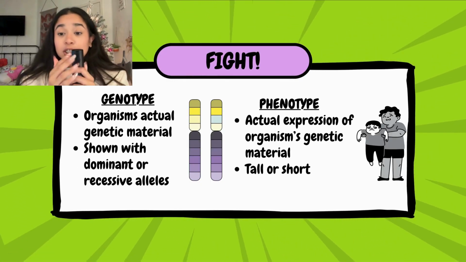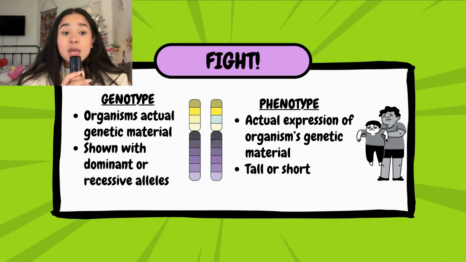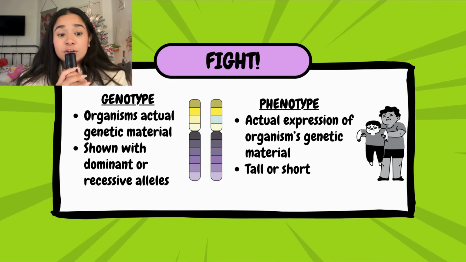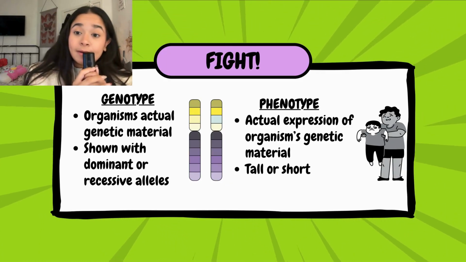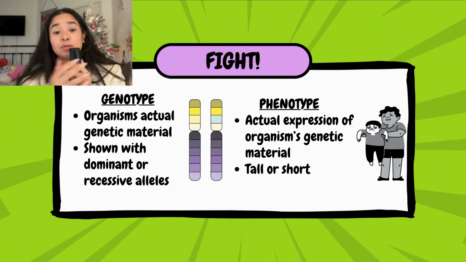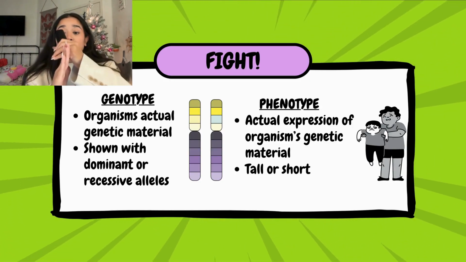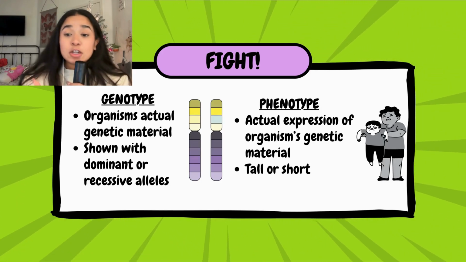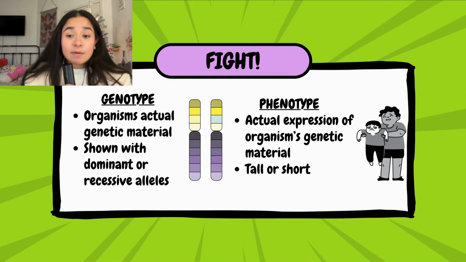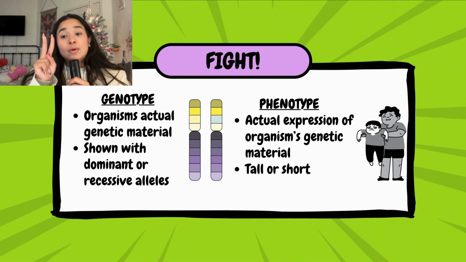Genotype. Genotype is connected with dominant and recessive. Genotype is the genetic material that is within the organism. And phenotype is the physical expression of the genotype. For example, I have 2 small t's in my genotype, which means my phenotype is short. However, if you're a tall person, that means your genotype is 2 big T's.